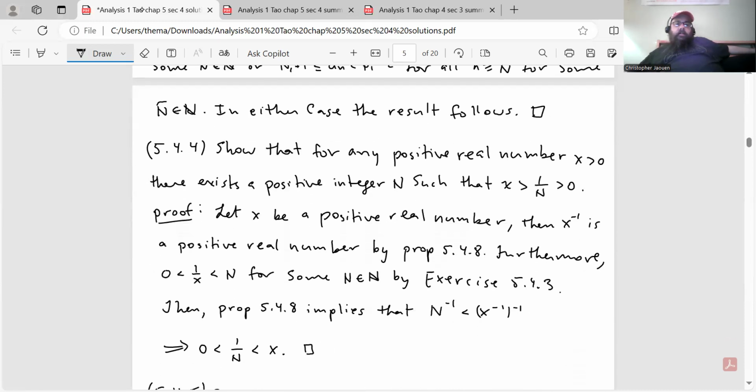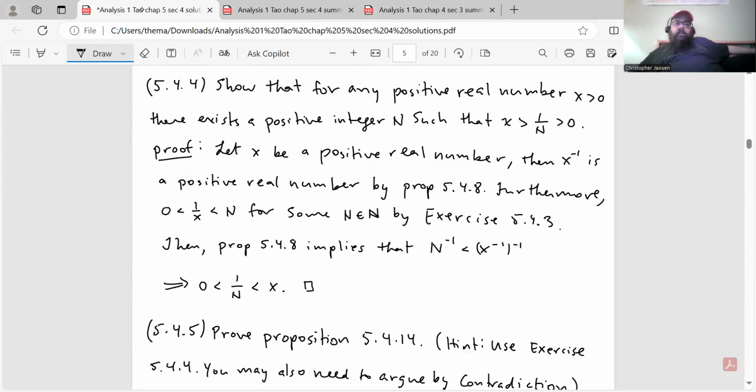Okay, next exercise, 5.4.4. Show that for any positive real number x greater than 0, there exists a positive integer N such that x is greater than 1 over N greater than 0. And here's my proof. Let x be a positive real number, then x inverse is a positive real number by proposition 5.4.8. Let me just remind you of that proposition.